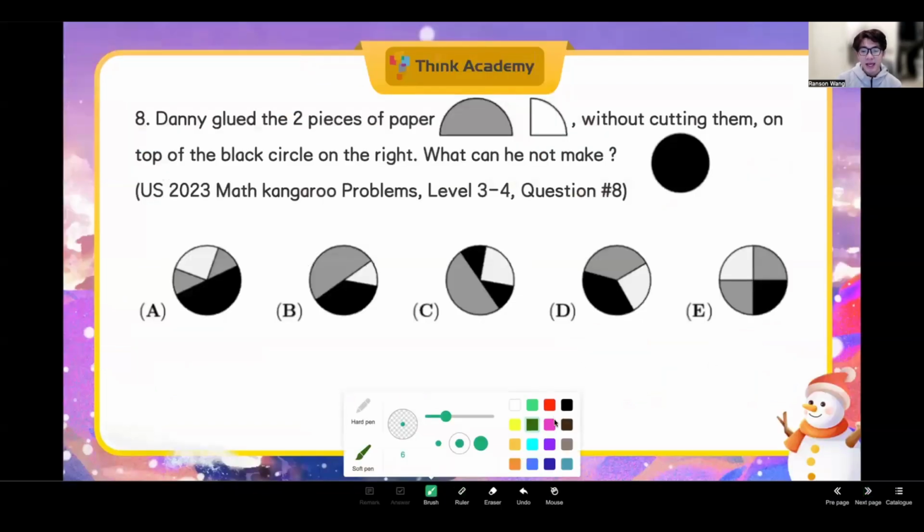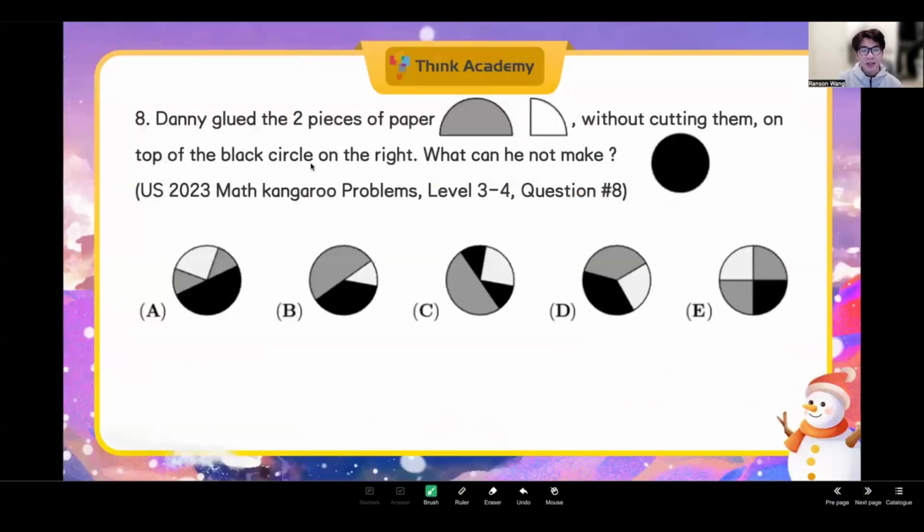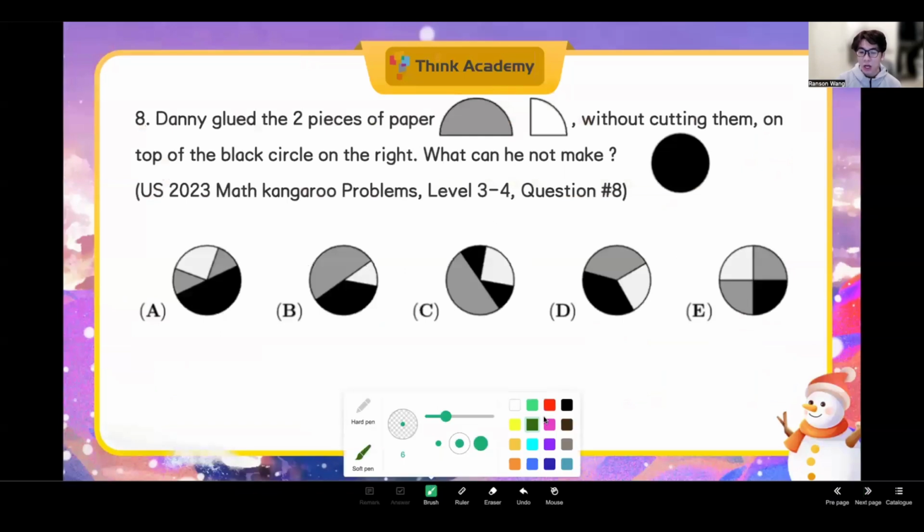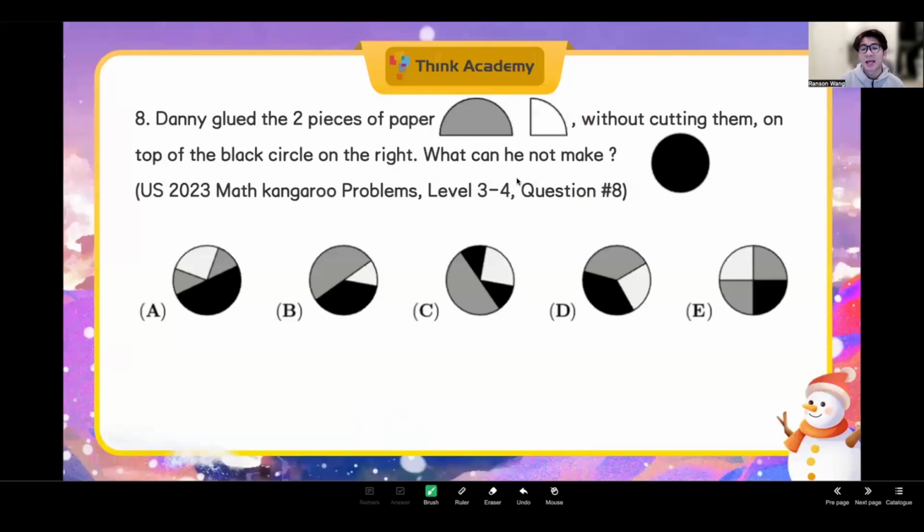Okay, what about the eighth question? Denny glued the two pieces of paper. You see there's a semicircle, the gray semicircle, and there's a white quarter circle. And without cutting them, you cannot cut them. On the top of the black circle on the right, the black one is actually a whole circle. So the question is asking, what can he not make?